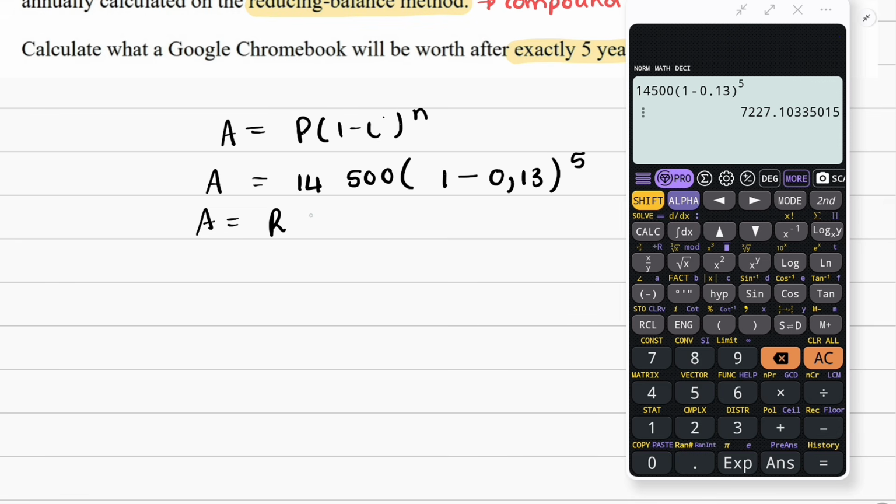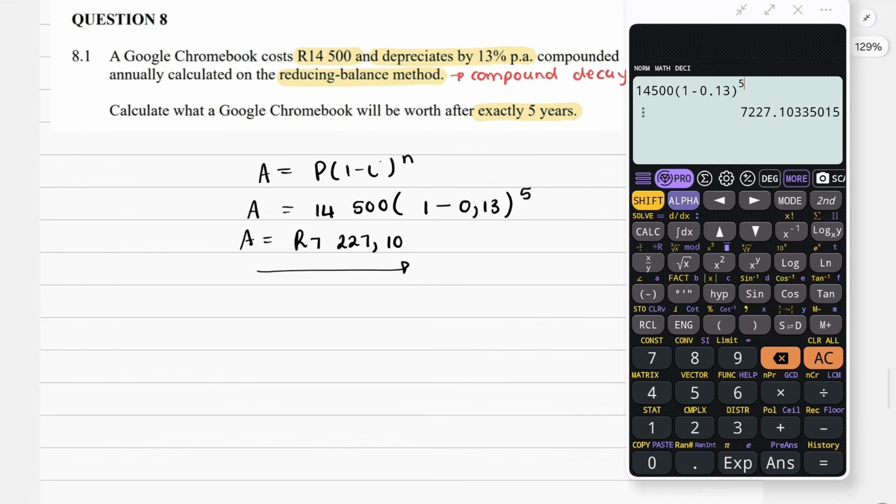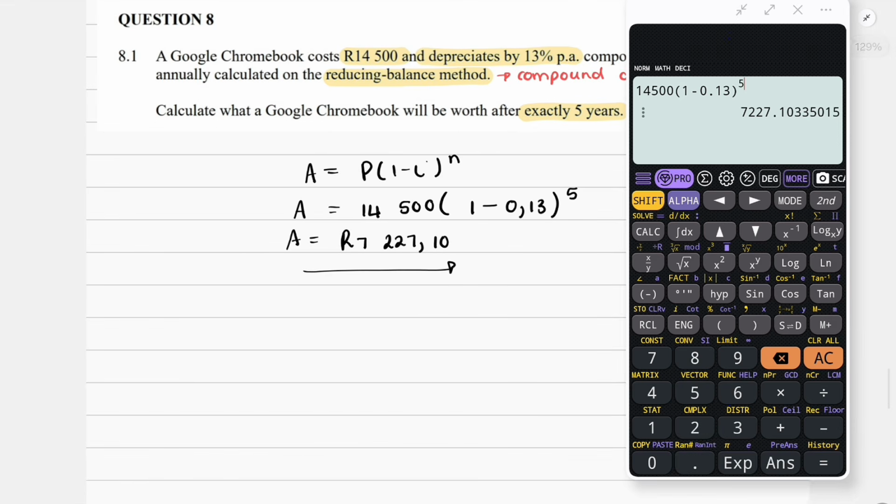So the Chromebook would cost exactly 7,227 Rand and 10 cents. So that is our answer. Moving on to the next question.